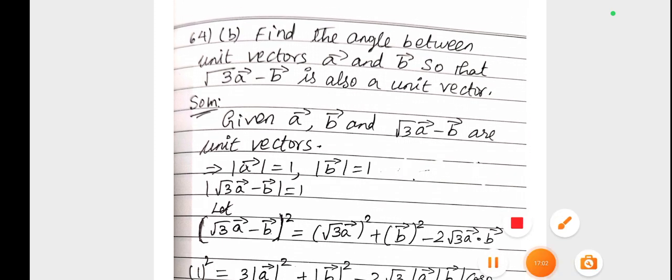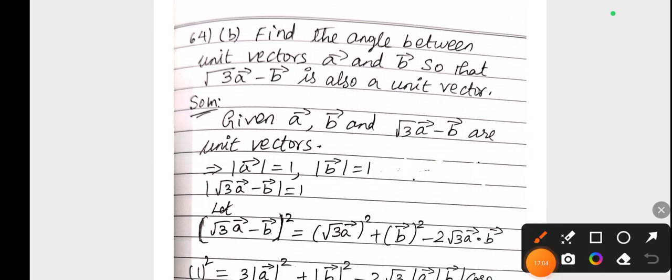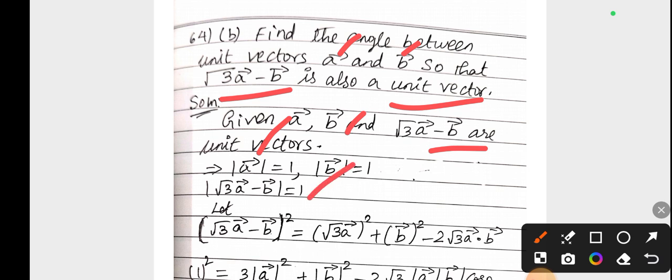Then 64b. Find the angle between the vectors a and b, given that root 3 a vector minus b vector is also a unit vector. So a, b and root 3 a minus b are unit vectors. So the magnitude of a is 1, the magnitude of b is 1, and root 3 a minus b is 1.